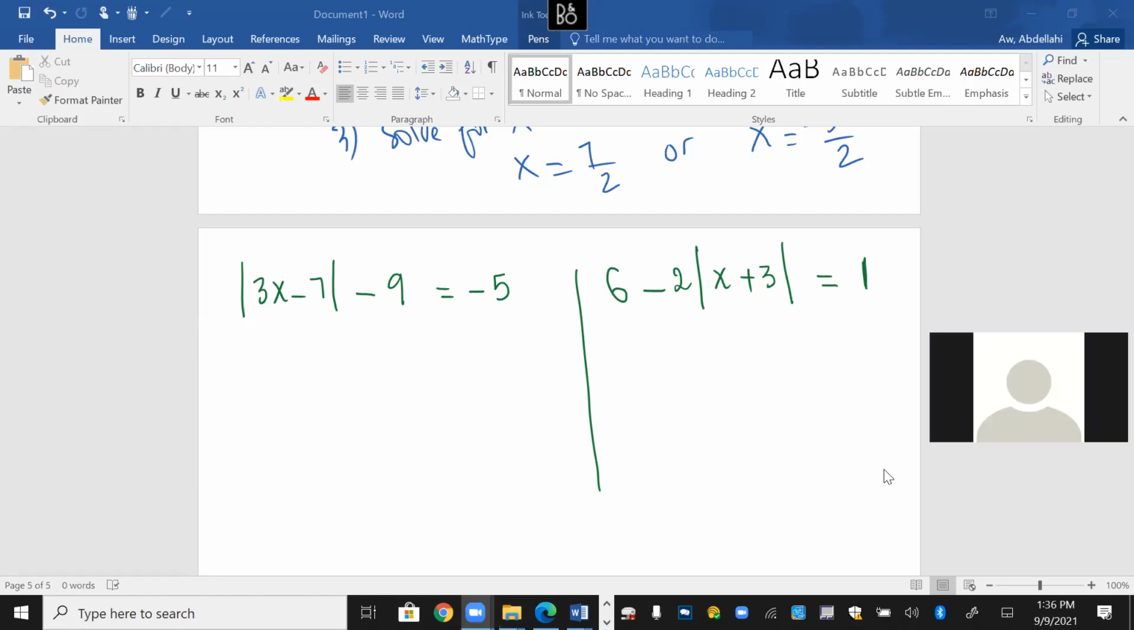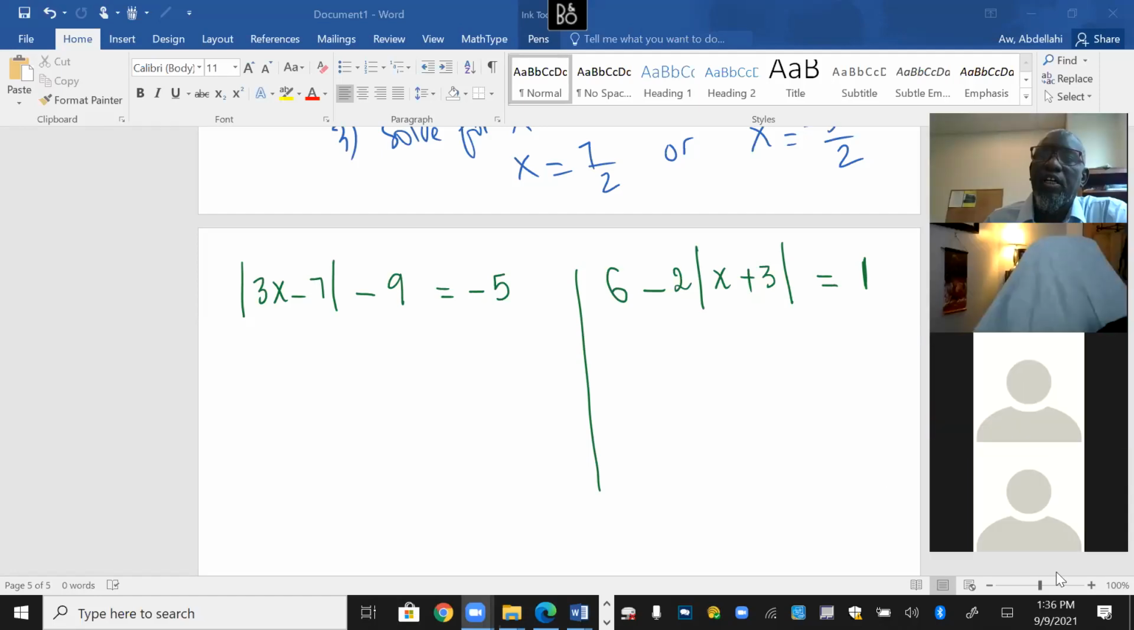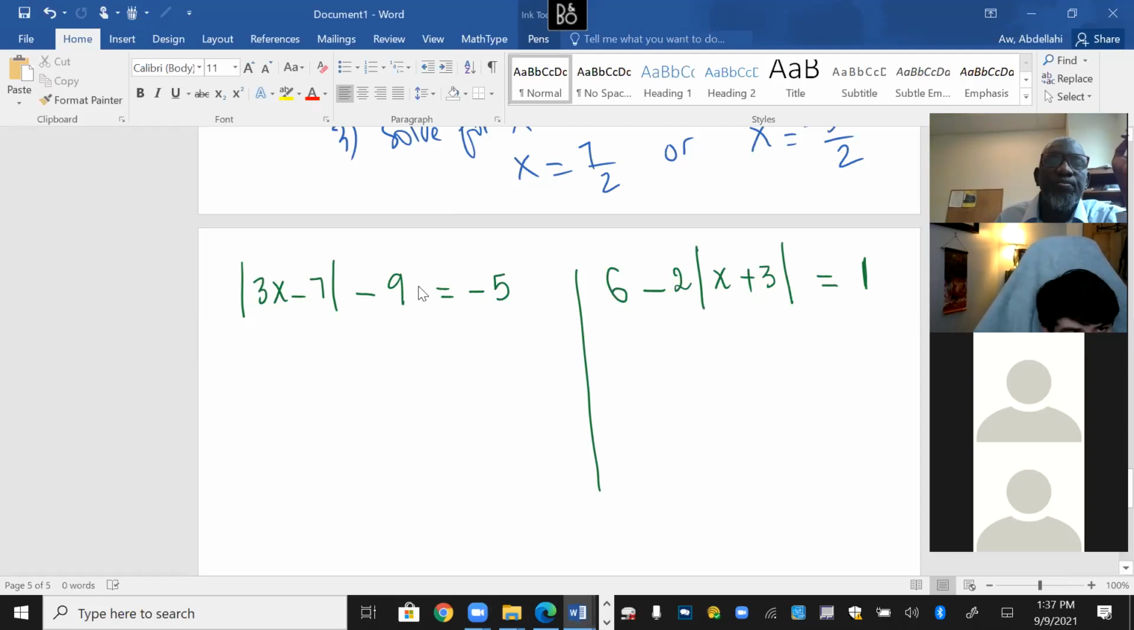Okay, so somebody walk me over the steps for the first one? What did you do first? Add 9 to each side. Everybody, you see, I don't do anything until I get the absolute value by itself. So we add 9 on both sides, right? Then we get the absolute value of 3x minus 7 is equal to 4, right?